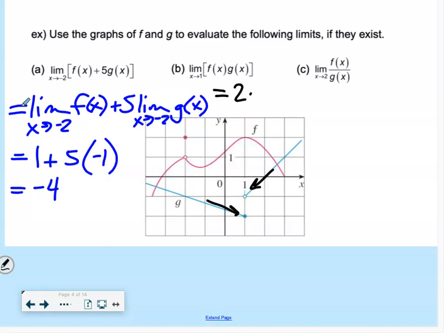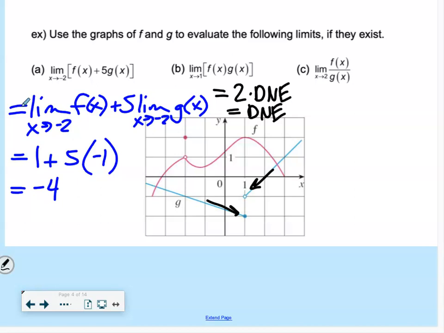All right. So because the limit as x approaches 1 on g of x does not exist, you have a limit of 2 times DNE. Jennifer, what's 2 times DNE? It is DNE. 2 times non-existent is non-existent. You can't take non-existent and double it and get a number, right? It's still going to be non-existent. Okay. Any questions on part B?